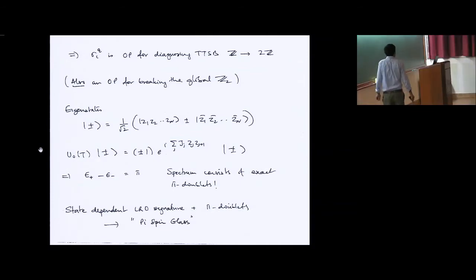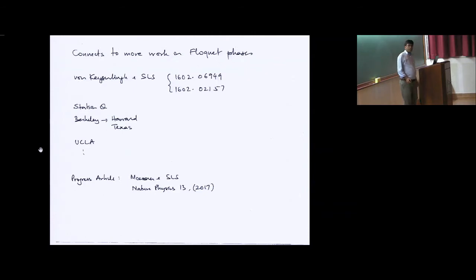Okay, that was more or less what I wanted to say. I should probably note that this is the simplest. So this is sort of the first new Floquet phase, in the sense that you can give a sharp definition of a phase, which is in terms of eigenstates of this unitary.